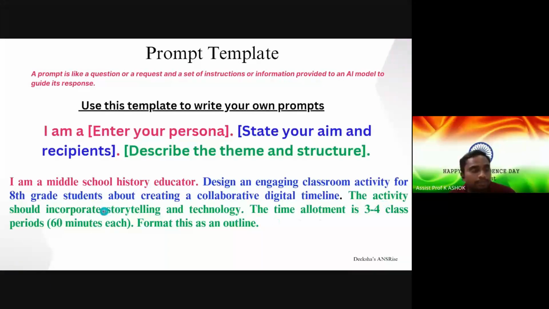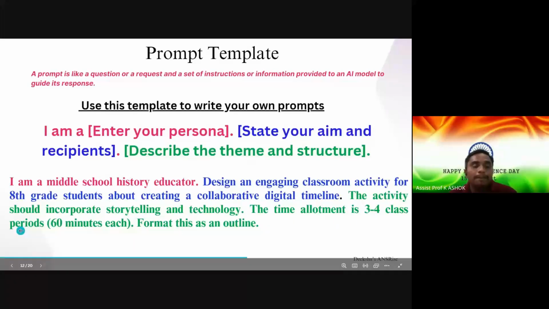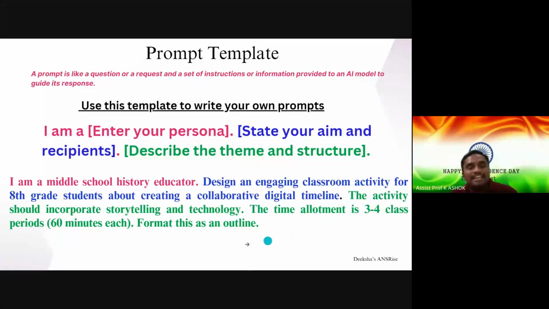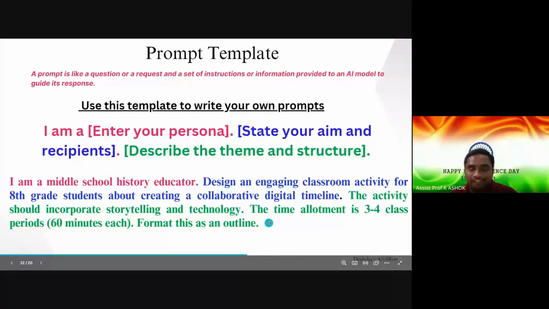The activity should incorporate storytelling and technology. You are specifying the structure, how the system has to develop the activity. It should look like storytelling, and it should look like technology. And what is the time you are allotting? The time allotment is 3 to 4 periods, 60 minutes for each one. The format is an outline. See here how we are designing a prompt in a professional way.